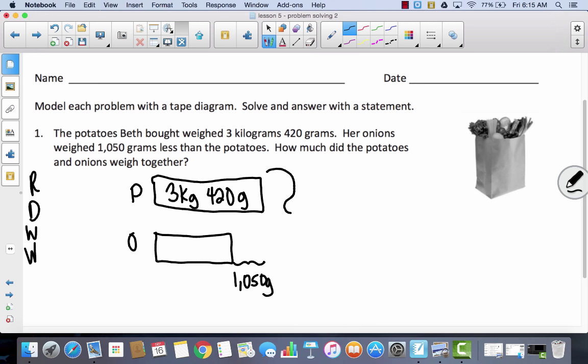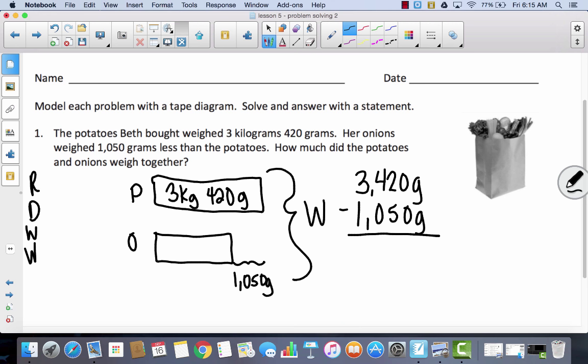Now the question wants to know, how much do the potatoes and onions weigh together? So I've got to solve a multi-step problem. This is what I'm trying to figure out. I want to know the total, but before I can figure out the total, I've got to figure out how much these onions weigh. So since they weigh less than this amount, what do you think I should do with these two numbers? Well, hopefully you said subtract. I'm going to go ahead and change these kilograms and grams all to grams. So I'm going to make this 3,420 grams minus 1,050 grams. And I'm just going to find the difference here really quickly.